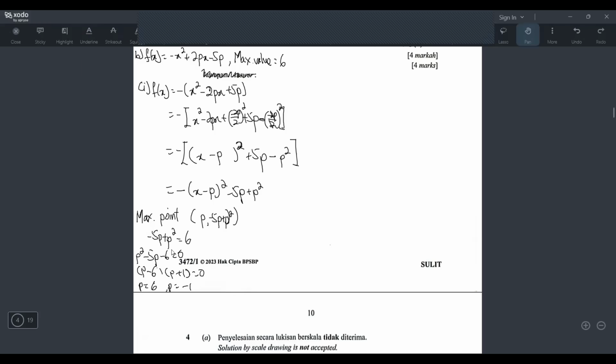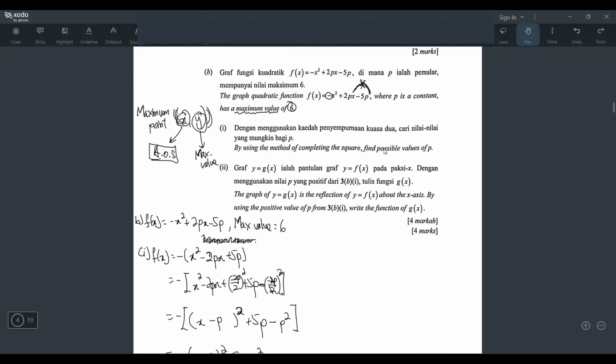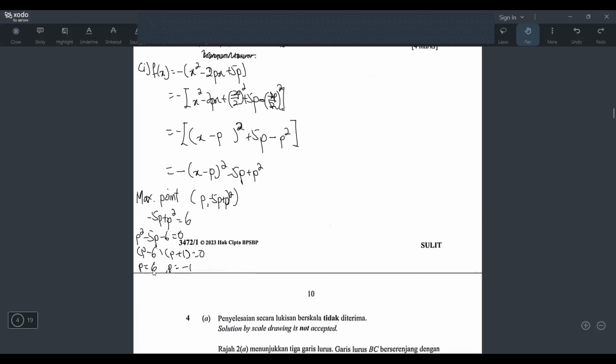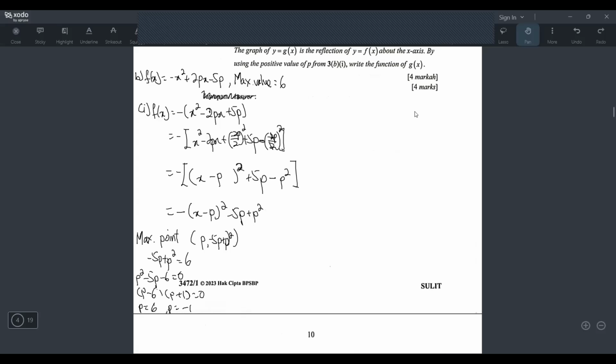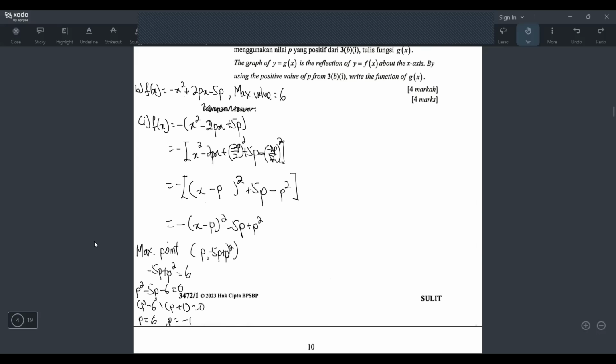So do I have to reject any answer here? Let's go up and see. Find possible values. You can see they put S here, values. So obviously p has more than one answer. So you have to include both answers, because it means your p has more than one answer. That's why they say values here. So yeah, that's how you do it.